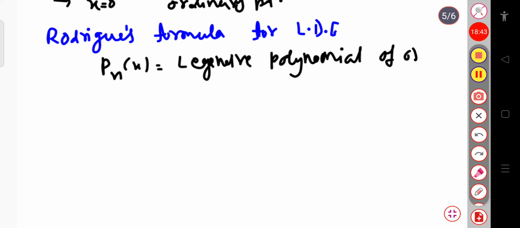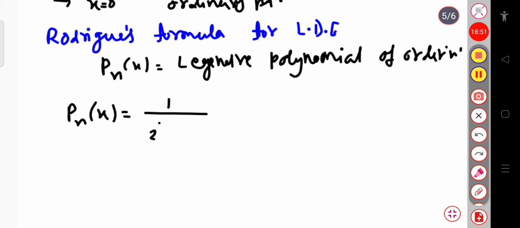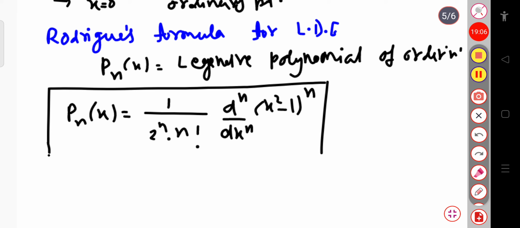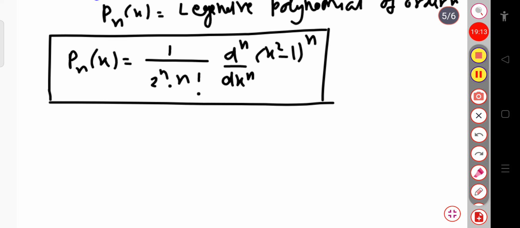So for this, we can write Pn of x equal to 1 by 2 power n into n factorial, d power n divided by dx power n, that is the nth order derivative of (x square minus 1) power n. So this is simply the Rodrigues formula for the Legendre differential equation: 1 by 2 power n, n factorial, nth derivative of (x square minus 1) power n.